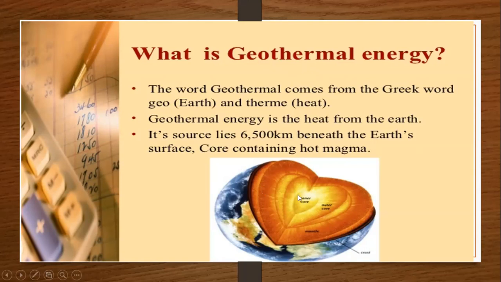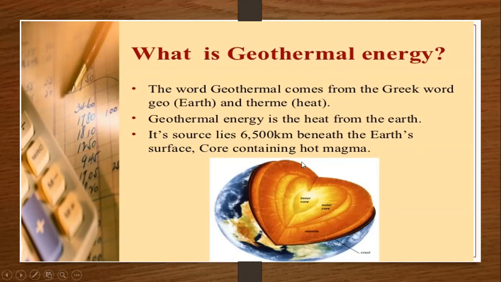The inner core has a high temperature and it lies 6,500 kilometers beneath the earth. This energy can be produced and go to the upper layers by convection currents. What is the meaning of the word convection current? The hot air will rise up while the cold air will sink down. So here the heat will be formed from the inner core and it will go upward to the mantle and to the crust. Okay, we live on the crust of the earth's surface.